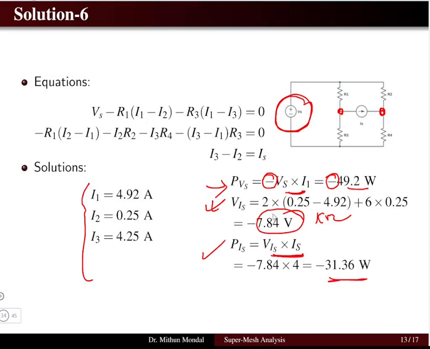So we can see that both powers are negative, that indicates that this is an active source. So active source power will always be negative. We have taught you in the lecture class.